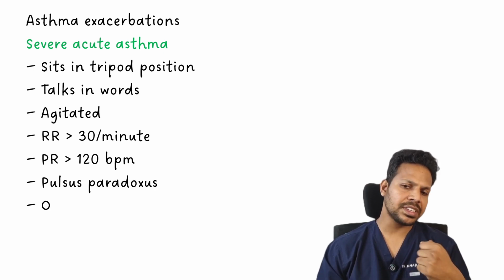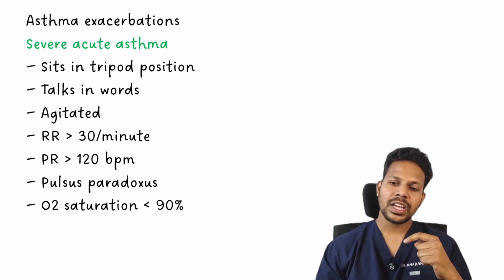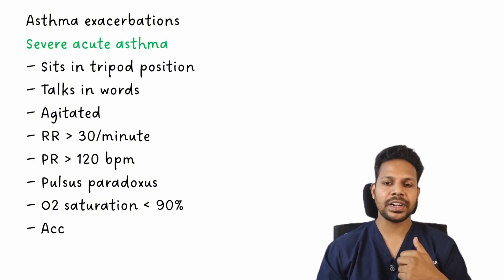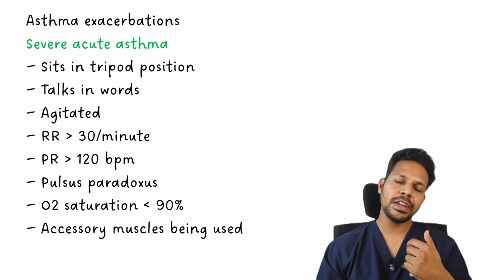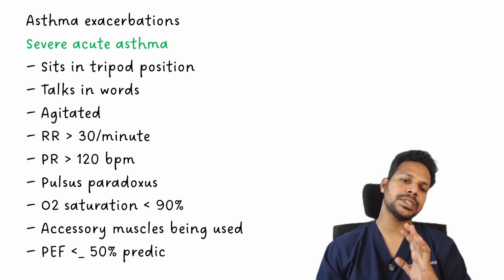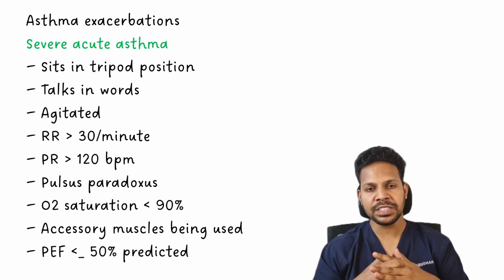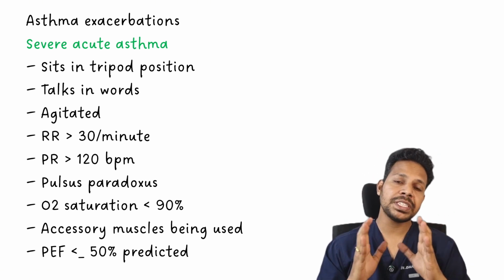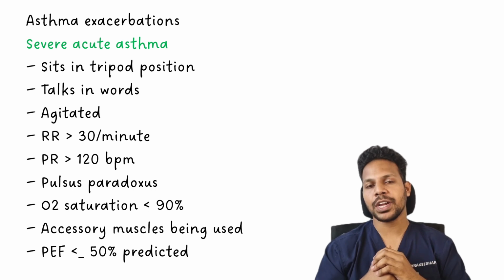The oxygen saturation is less than 90%, and the accessory muscles will be clearly visible; the patient will be using accessory muscles for hyperventilating, and peak expiratory flow rate is less than 50% of predicted. Now, this is how the patient will be in a phase of severe acute asthma.